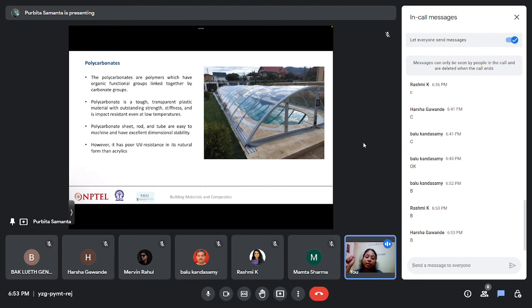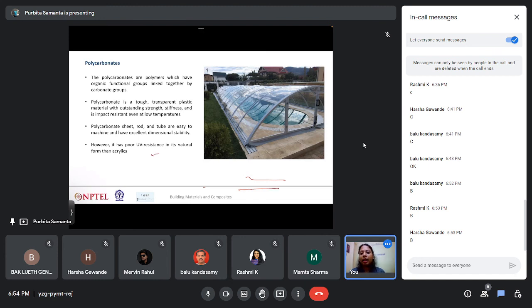Apart from this, coming to the usage in the building industry, it's a very tough and transparent plastic material that has very good strength, stiffness, and is also impact resistant even at low temperature. So you can see this particular image where polycarbonate sheets have been used. However, of course, it gets scratched very easily, and it also has poor UV resistance in its natural form in comparison to acrylic. So these are some of the drawbacks of using polycarbonates.